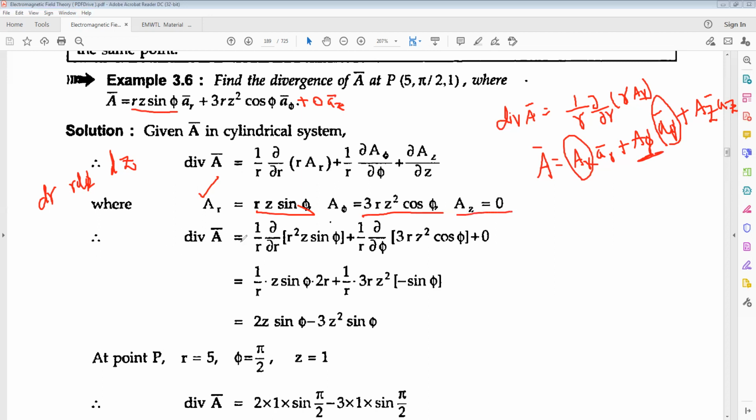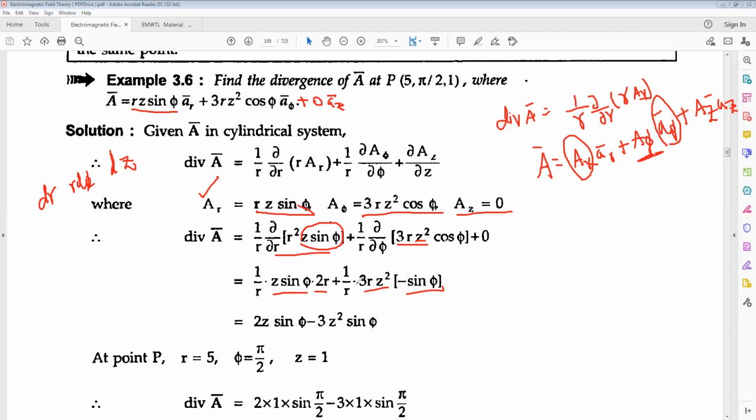Now you substitute in the divergence of A bar: 1 by R into dou by dou R of R into, what is the AR here? The coefficient of AR bar is R into Z sine phi. And similarly, 1 by R into dou by dou phi, and the A phi component is 3RZ square cos phi plus 0. Okay, 1 by R into dou by dou R of this total function, where Z sine phi is constant. Dou by dou R is the derivative of R square. What is the derivative of R square? It is 2R. And 1 by R here, 3RZ square is a constant, and cos phi. What is the derivative of cos phi? Minus sine phi.